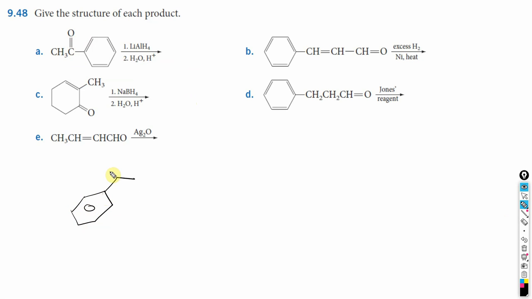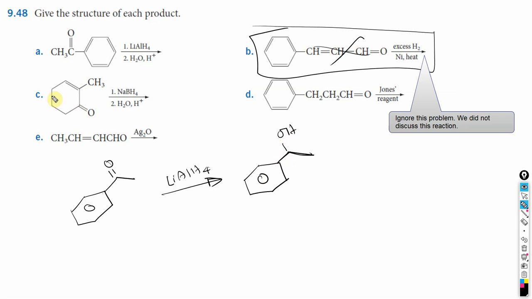So when you treat a ketone with lithium aluminum hydride, you will end up getting the corresponding alcohol. So the product here is simply going to be that. So 1-phenyl ethanol is the product of this reaction. We didn't really discuss this problem.